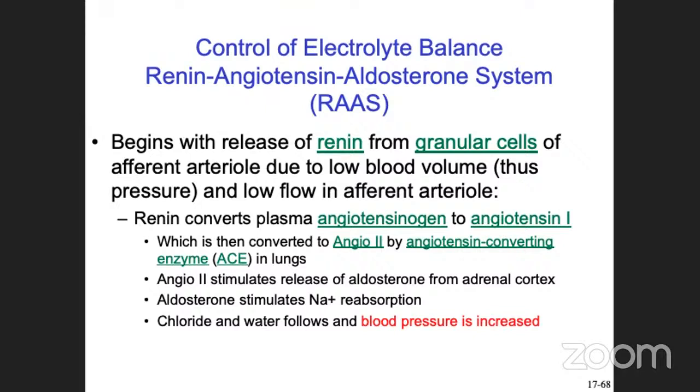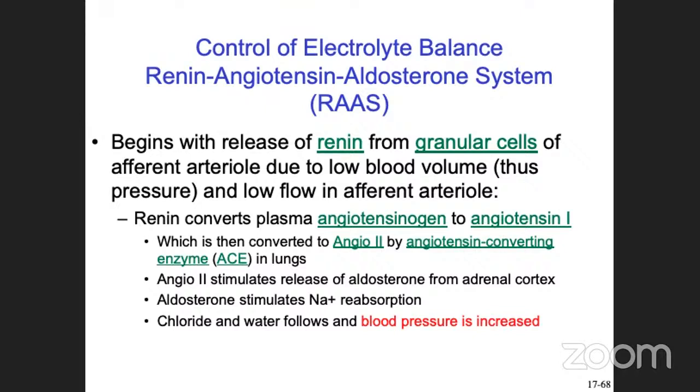The renin is a component being released by the granular cells of the afferent arterioles, okay? The renin is released by the kidney, of course, the granular cells of the kidney, and these will have the capacity to convert the plasma angiotensinogen in the liver to angiotensin 1. So this is the first mechanism that is occurring in order to activate the RAS system.